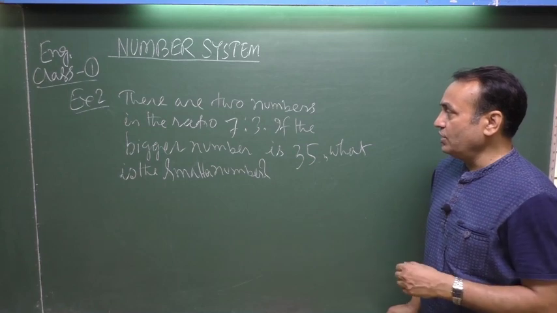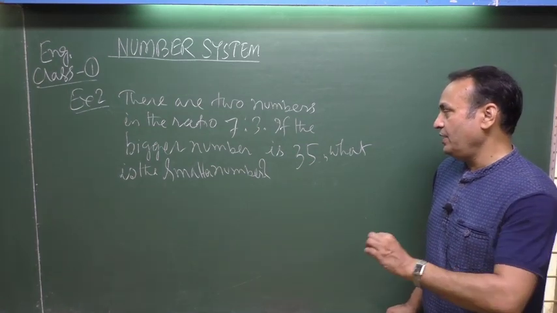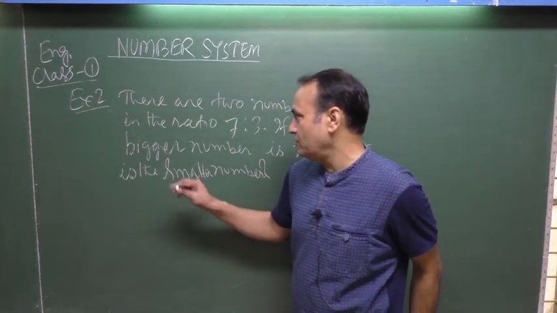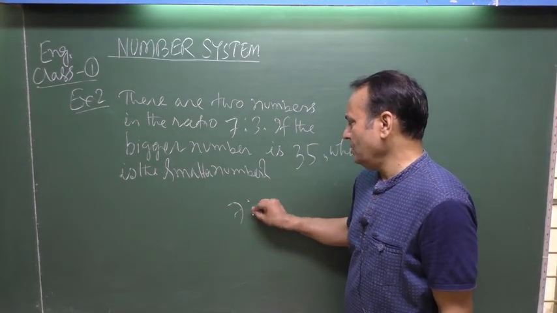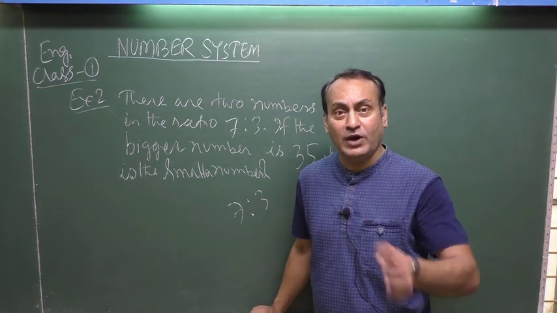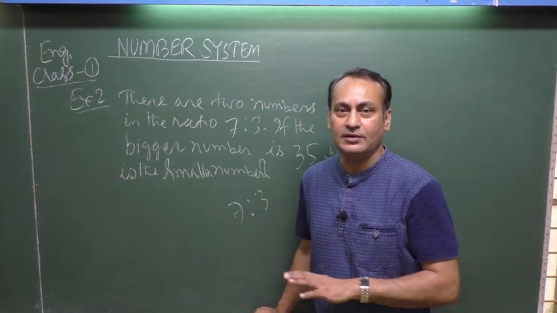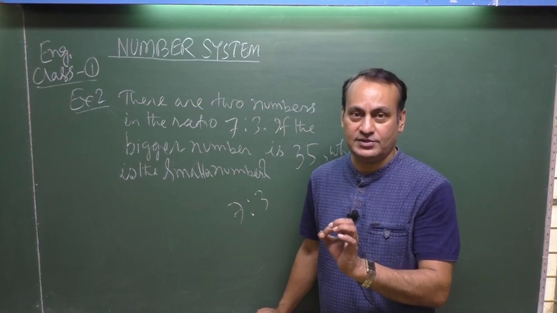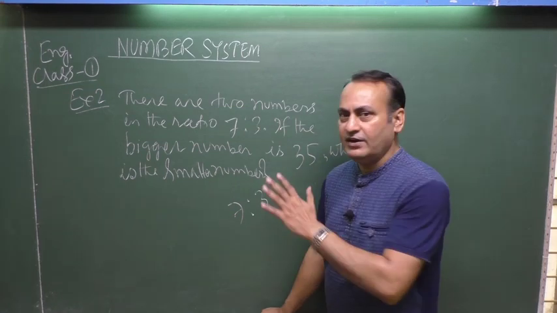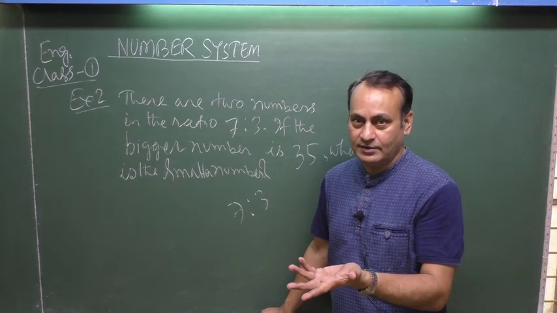There are two numbers in the ratio 7:3. If the bigger number is 35, what is the smaller number? See here. Two numbers are in the ratio 7:3. That means if one is 7, another is 3. This is called units, 7 units, 3 units.